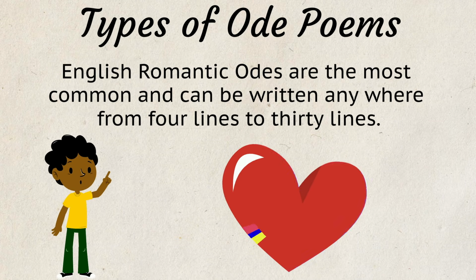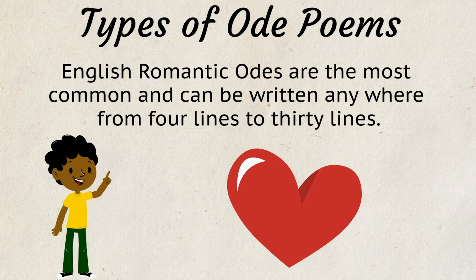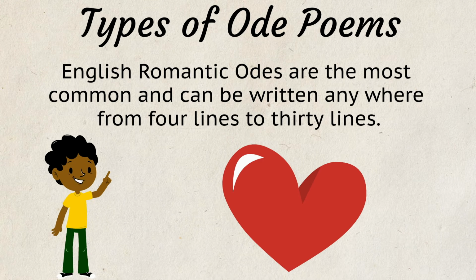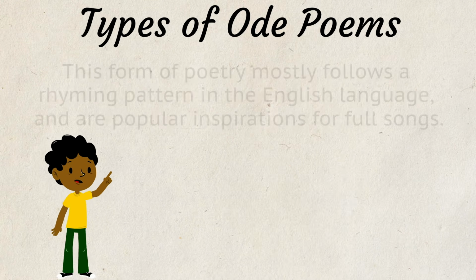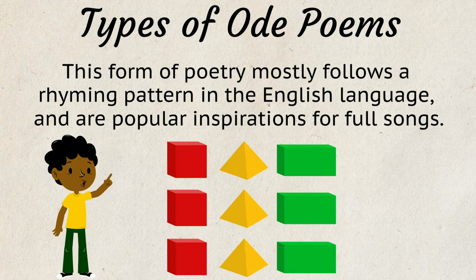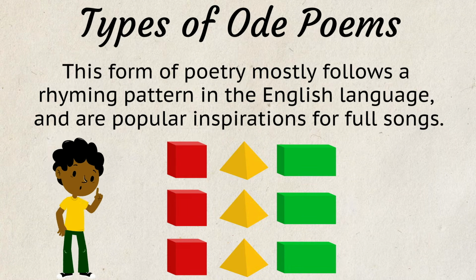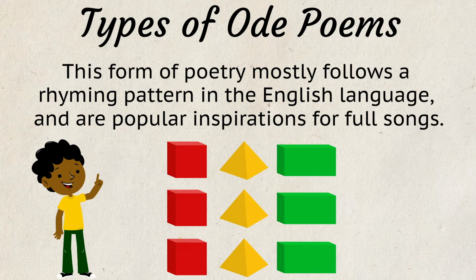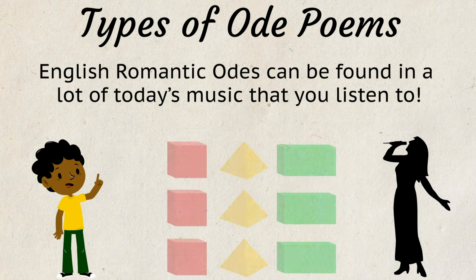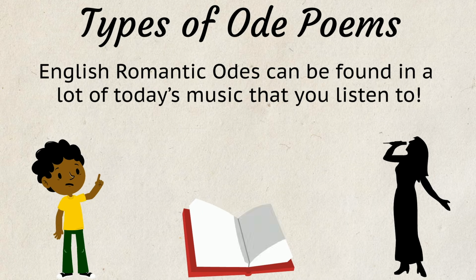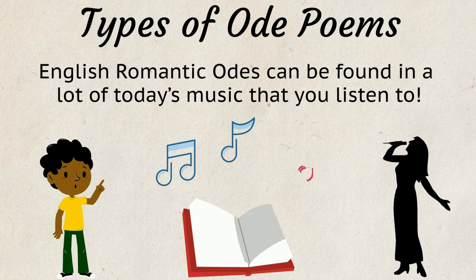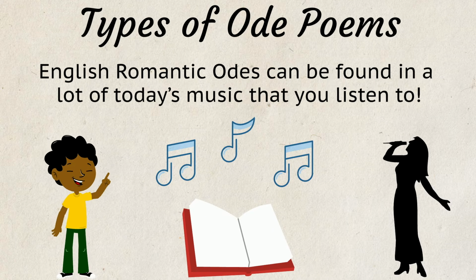English romantic odes are the most common and can be written anywhere from 4 lines to 30 lines. This form of poetry mostly follows a rhyming pattern in the English language and is a popular inspiration for full songs. What once started as epic tales and medieval poems, English romantic odes can be found in a lot of today's music that you listen to.